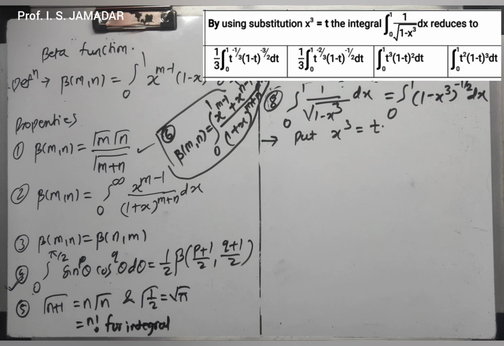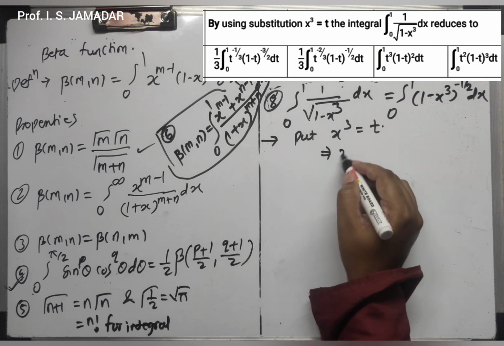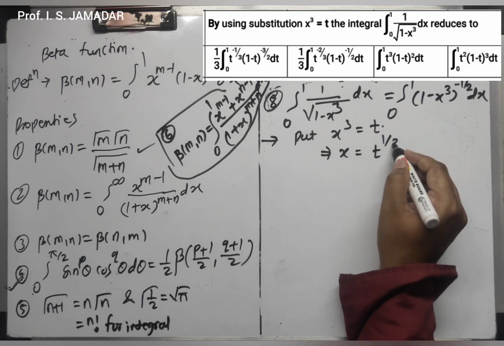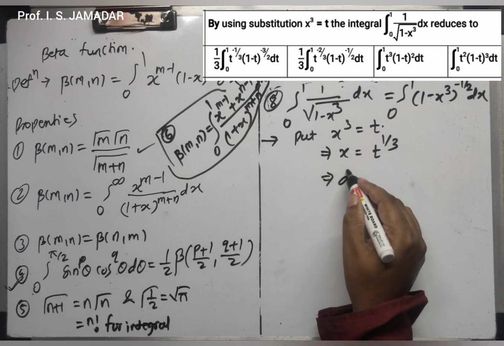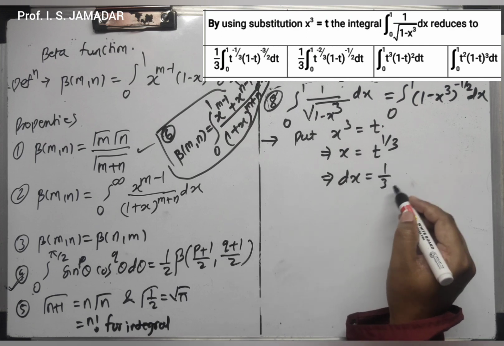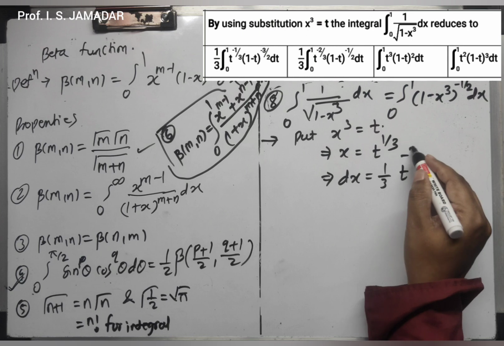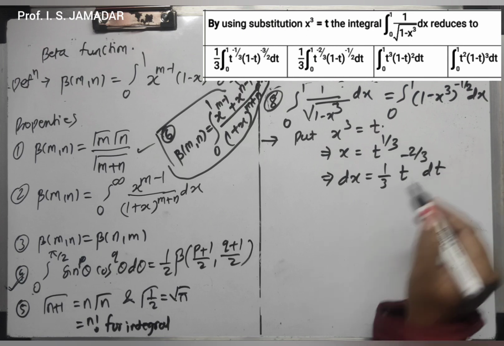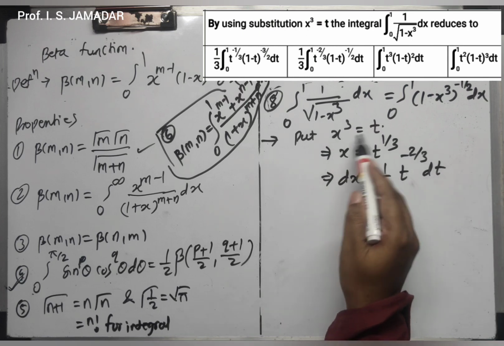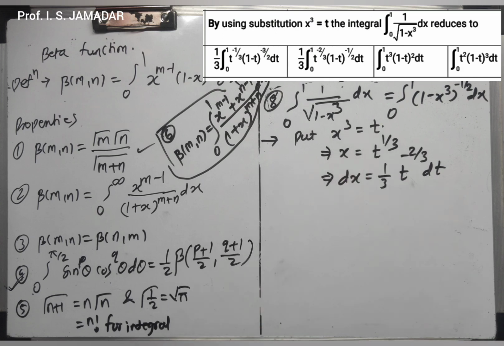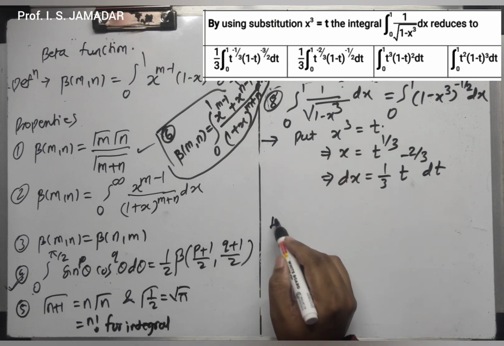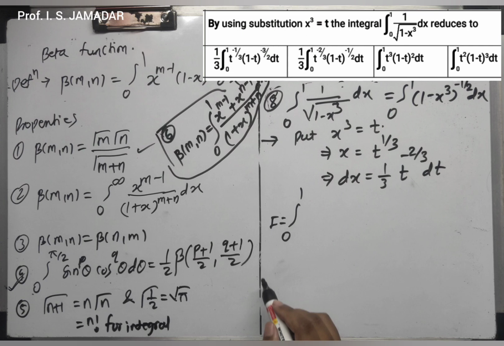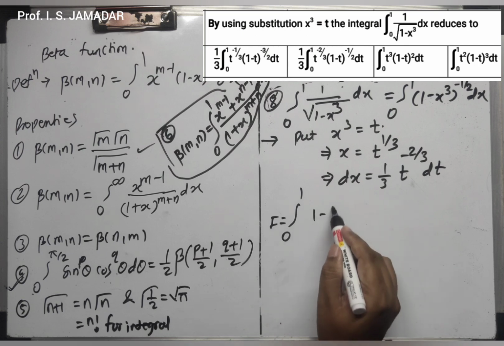So the substitution is x cube equal to t. That implies x is equal to t raised to 1 upon 3, taking the cube root. And dx is equal to 1 upon 3 t raised to 1 by 3 minus 1, that is t raised to minus 2 by 3 dt. And the limits: for x equal to 0, t is 0, and for x equal to 1, t is again 1. So the limits are unchanged.